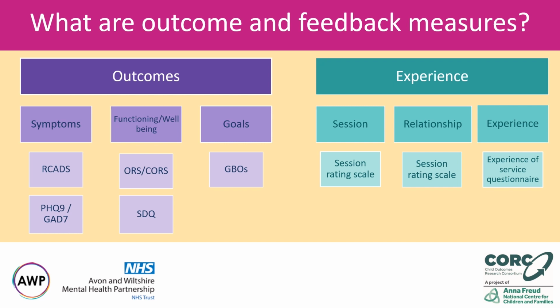Outcome measures can be considered in three different types. Those that measure and monitor symptoms of mental ill health or well-being difficulties. Those that measure well-being or functioning of a child or young person, and functioning questionnaires measure how much a young person's mental health affects their day-to-day life, designed to help mental health providers understand how well the person can do everyday activities. And there are goal-based outcome measures, which of course are a way to monitor progress towards a goal in support with children and young people and their families and carers.